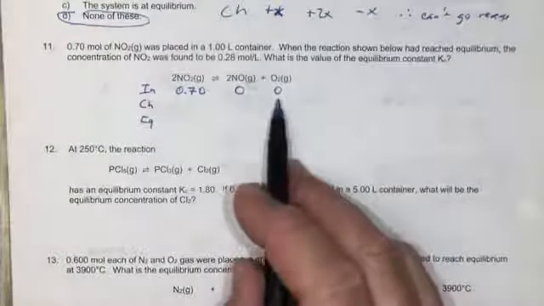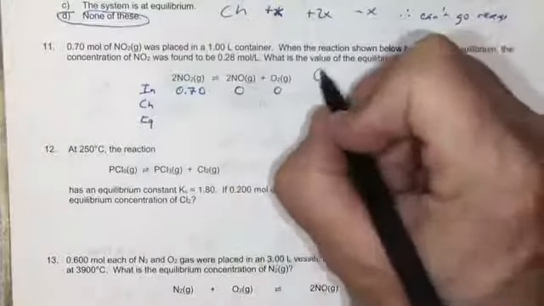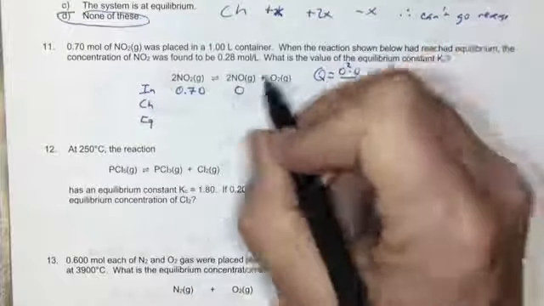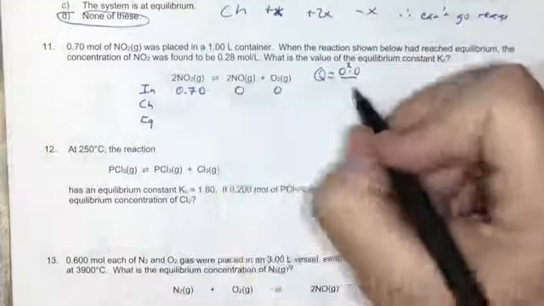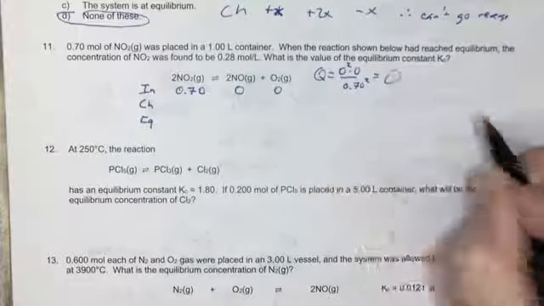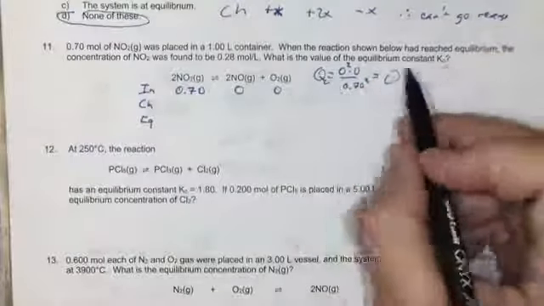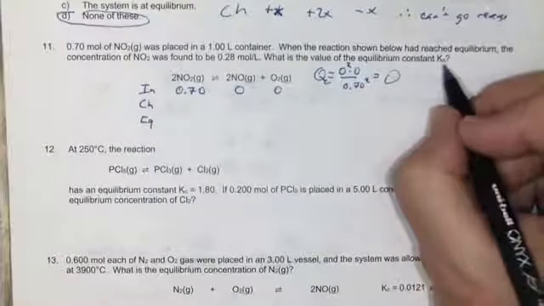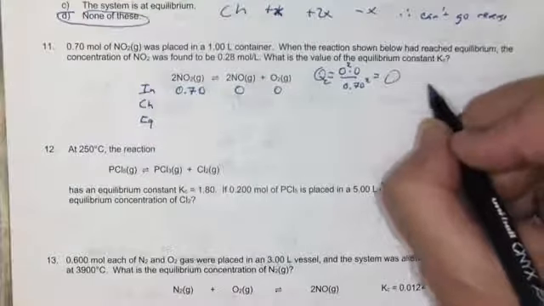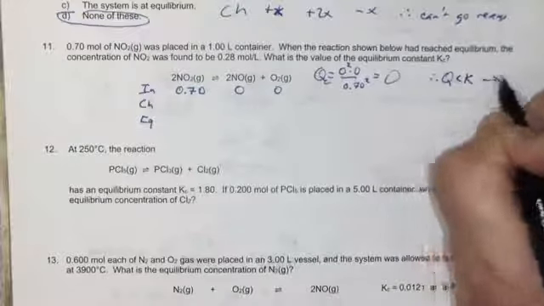Well, as I look at this, I can tell that Q is equal to 0. Q is equal to, in the numerator, 0 squared times 0, divided by 0.7 squared, which is 0. I don't even know what K is. That's what we're being asked to determine. But K is always a positive number. It may be a very small positive number, but it's a positive number. Therefore, Q is less than K. It has to go in a forward direction.